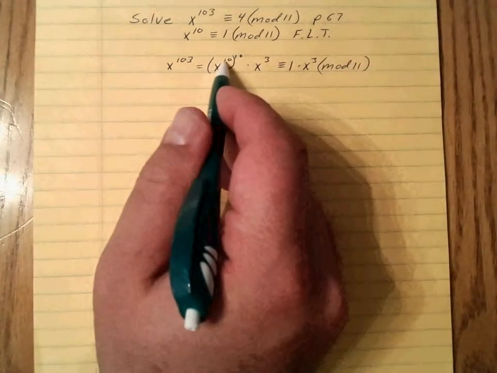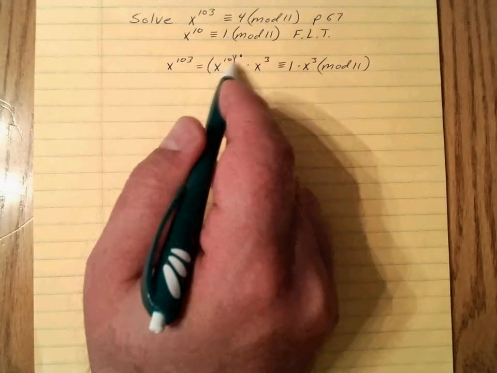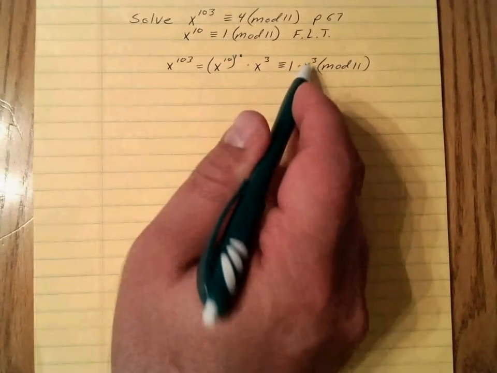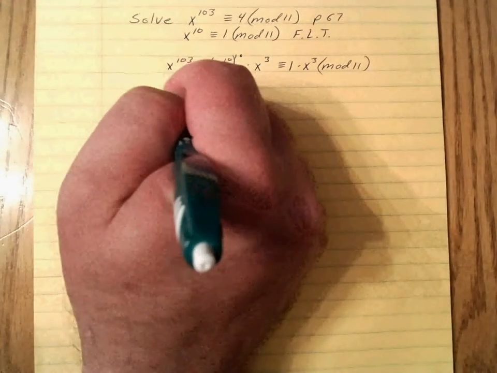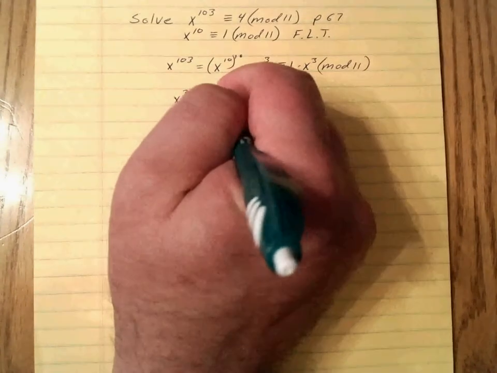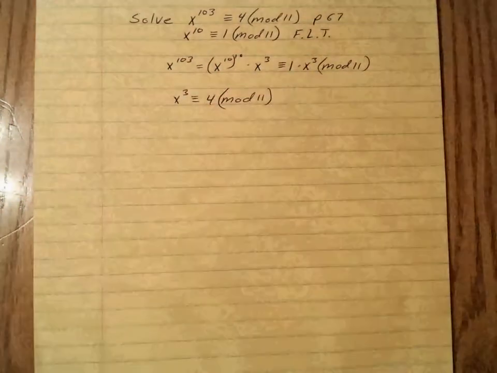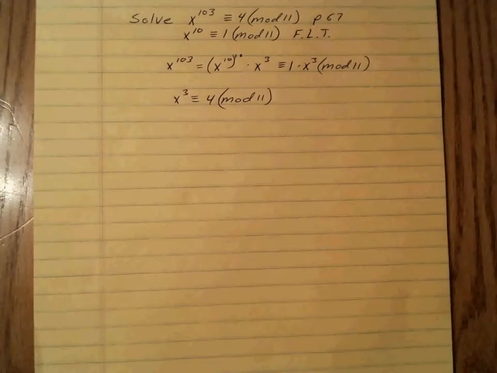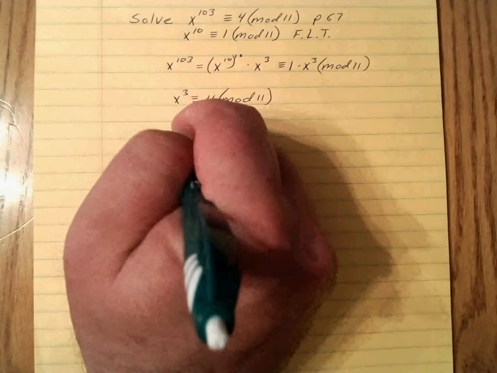Okay, so what we're using is this idea right here that x to the 10th is congruent to 1, and so what we have here is just this x to the 3rd power. So we're really looking at this as x to the 3rd power congruent to 4 mod 11. And so instead of doing 103, we only have to take a look at the 3, and it makes this problem a lot simpler to deal with.